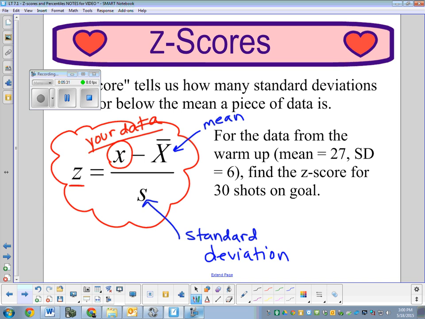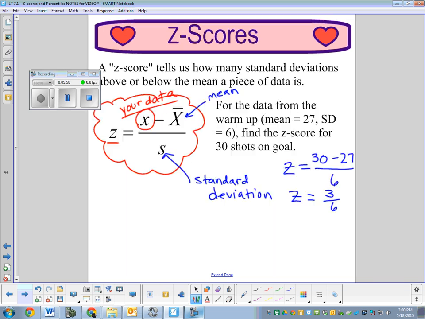So, if we want to find the z-score using this formula for our data on the previous slide, it would look something like this. z equals your data, 30, minus the mean of 27, all divided by 6. That's 3 divided by 6. And that's how we get our z-score of 0.5. So we can use this formula every time, regardless of whether it's easy to see the z-score or not.